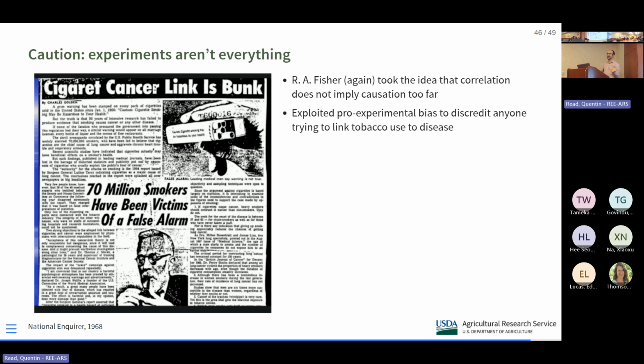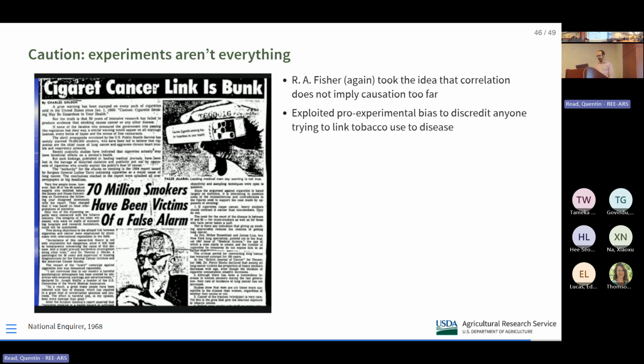So just because the cancer rate is higher in smokers than non-smokers doesn't mean that we know that smoking causes cancer. Like, well, maybe people that already have lung pain because they're about to get cancer smoke to relieve their lung pain. So that's why smokers have more cancer. You know, those were things that he said. And you can see it said the cigarette cancer link is bunk, which he helped put out there.